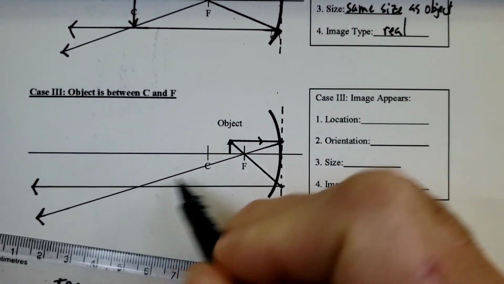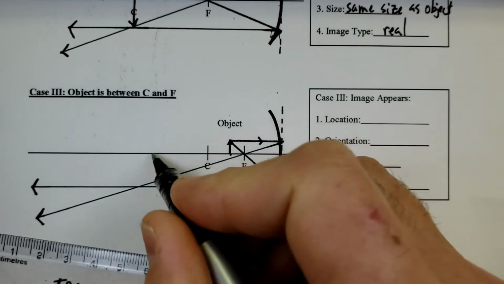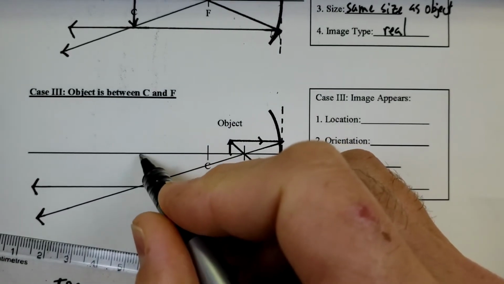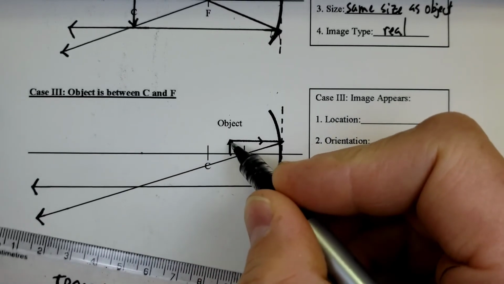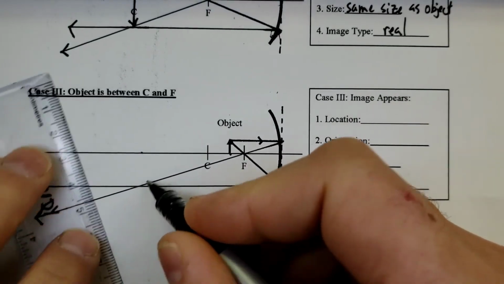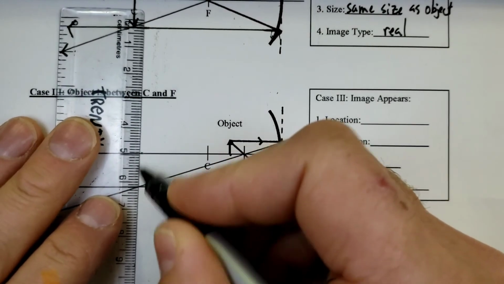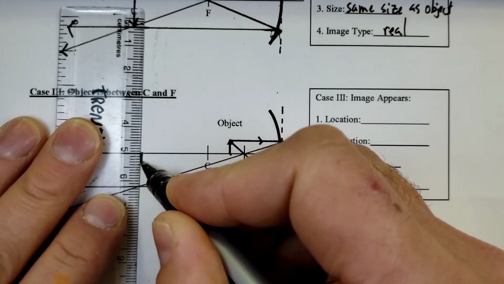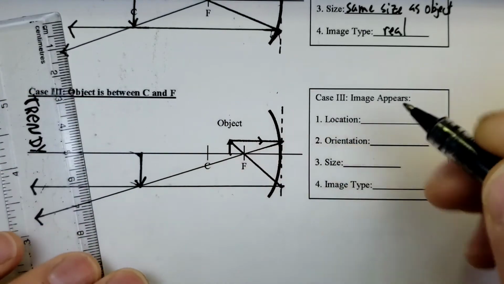It's way out over here. So the bottom of the image is on the principal axis, or sorry, the object is on the principal axis, so the bottom of the image is on the principal axis, and the top is going to be here. Again, we want to make it perpendicular to the principal axis, just like the object is. So it looks something like that.